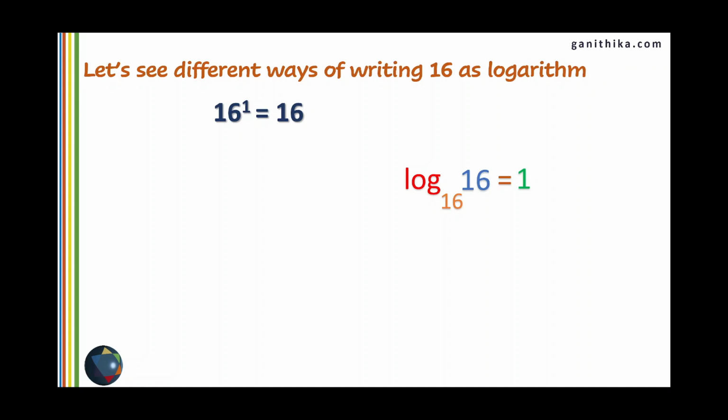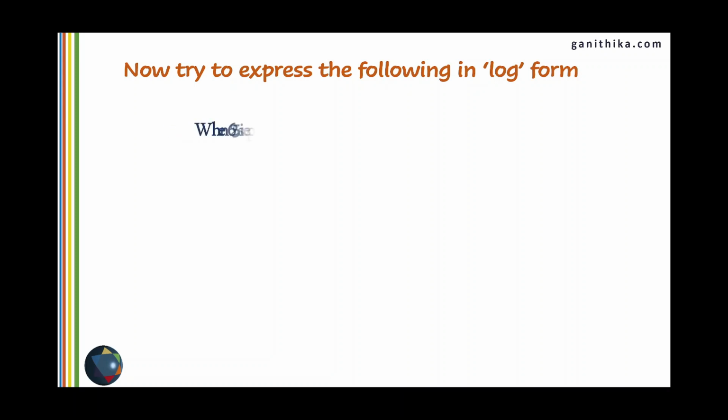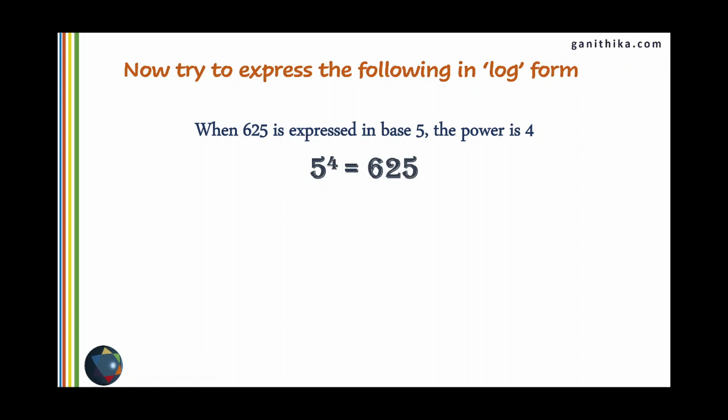I hope you understood how to change exponential to logarithm now. We'll see more examples. Try to express this statement in exponential and logarithmic form. When 625 is expressed in base 5, the power is 4. So 5 to the power of 4 is 625 is the exponential form of the statement. Converting this to logarithmic form, log of the number 625 when expressed in base 5 is equal to the power, which is 4. Therefore, when 625 is expressed in base 5, the power is 4 is written in logarithmic form. Try to do this yourself.